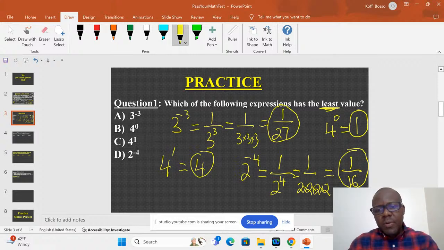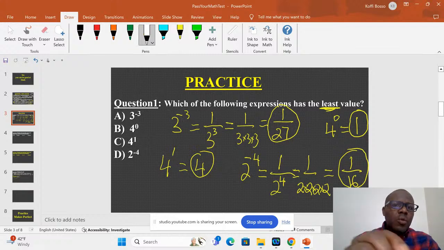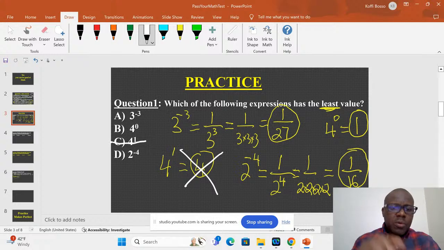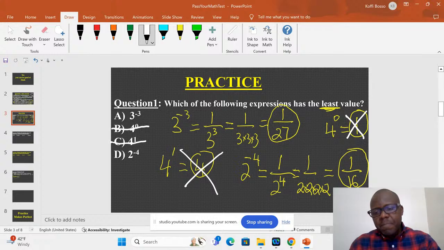Now let's compare all these 4 answers I circled. Because they want the lowest value here, 4 is not the lowest. So 4 is out, and that 4 is from C. So C is also out. 1 is not the lowest either. So 1 is out, and that 1 came from B. Now we are between 1 over 27 and 1 over 16.